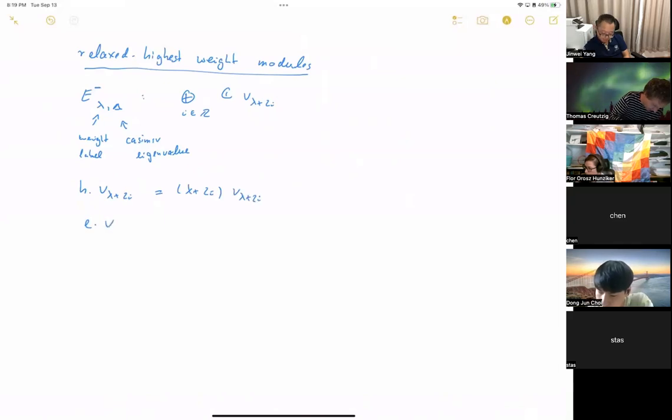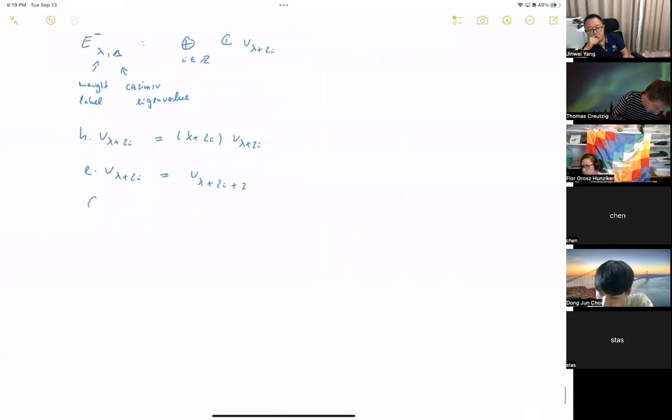Now we require, and now we make a choice, and we say, I make the choice that E maps a weight vector to the next weight vector. I could equally well have chosen that F does this. And this choice refers to the superscript minus or plus. If it's a minus, I make this choice with E. If it's a plus, I will make a similar choice, but for F. Okay, so now we require that the Casimir acts by multiplication with the scalar delta.